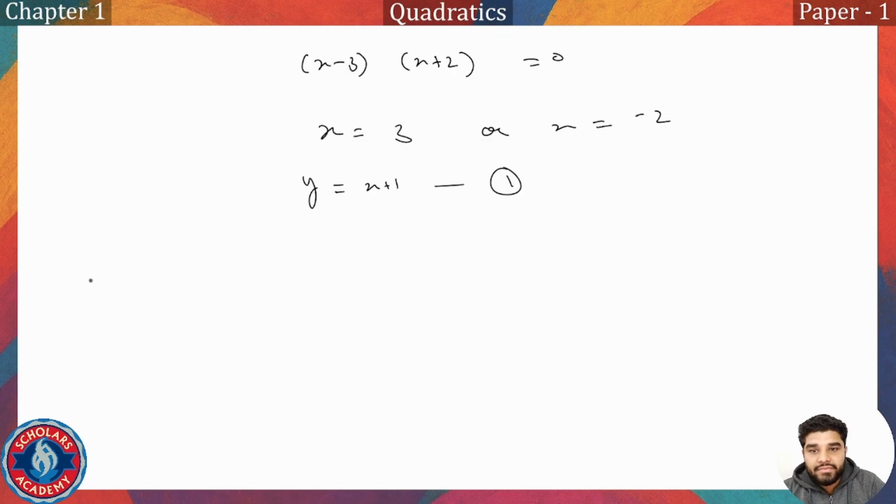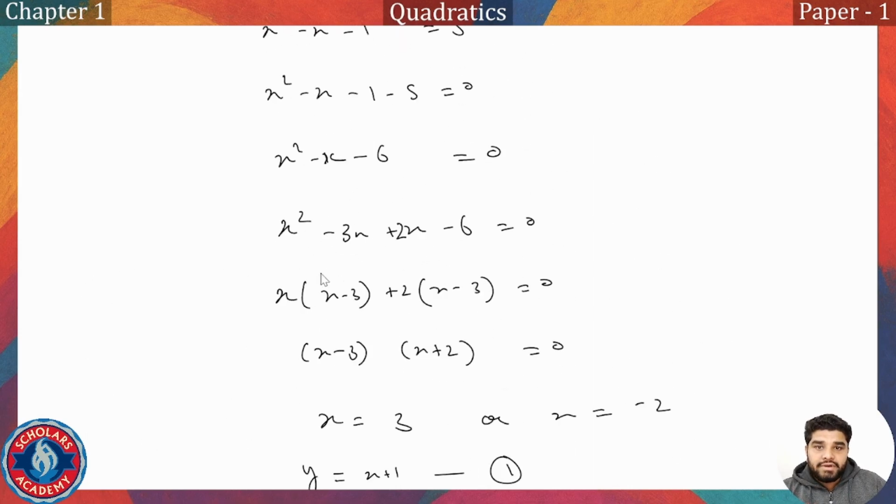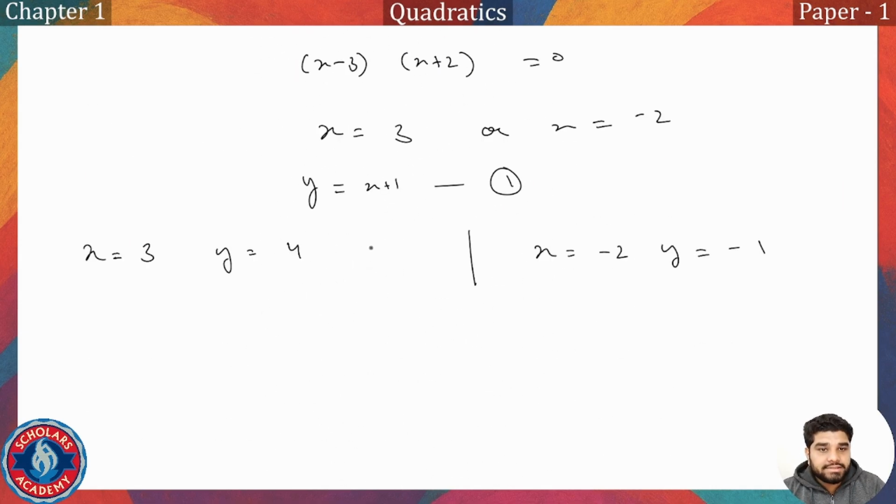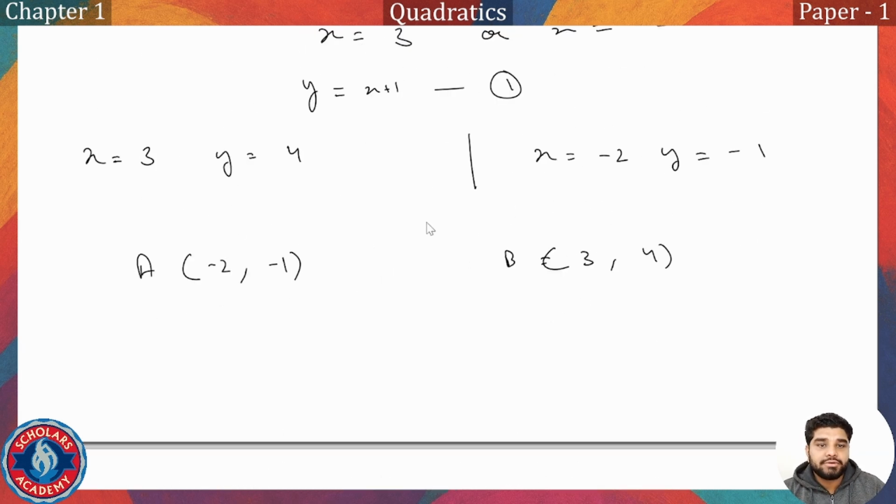For x is equal to 3, y is equal to 4, and the second coordinates are, if x is equal to -2, y is equal to negative 1. And if I note, according to my question, point A lies below the x-axis, so that will be this. So A is (-2, -1) and B is (3, 4). So these are the 2 points A and B.